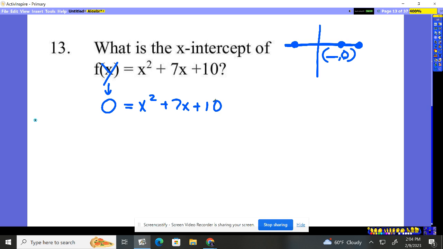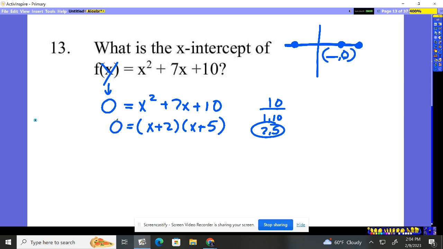Well, I notice that I have a trinomial, an x squared plus 7x plus 10, so I can factor that. So I think of the factors of 10: 1 and 10, 2 and 5. Which of these are going to add together to give me the 7? 2 and 5. So this factors down to x plus 2 times x plus 5 equaling 0.